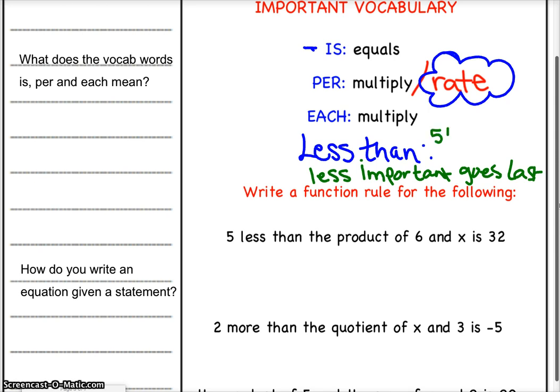Like 5 less than x. 5 is less important than x. Put it second. Lots of people put 5 minus x. The MCA will put 5 minus x. They know that's a common thing you're going to think about, and they're going to test to see how good you are at observing that it should be second.